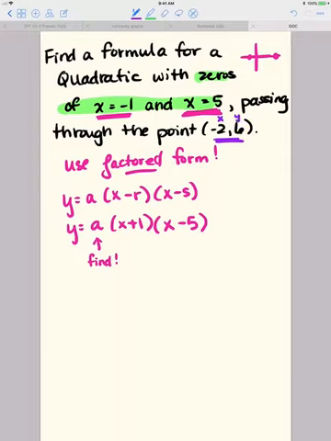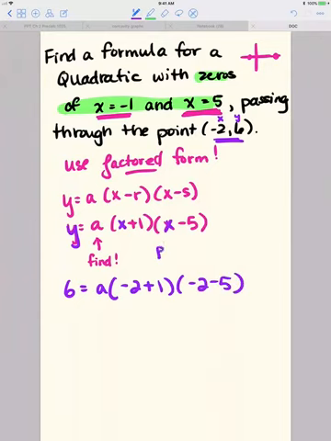Negative 2 is our x value, 6 is our y value. And so we'll plug in for the y's, and there's 2 x's here. So we'll say 6 equals A times negative 2 plus 1 times negative 2 minus 5. You'll actually plug in negative 2 on both of the x's. Since there are 2 of them, they're the same value, so they need to be the same number from your point. And then we'll clean this up and find A.